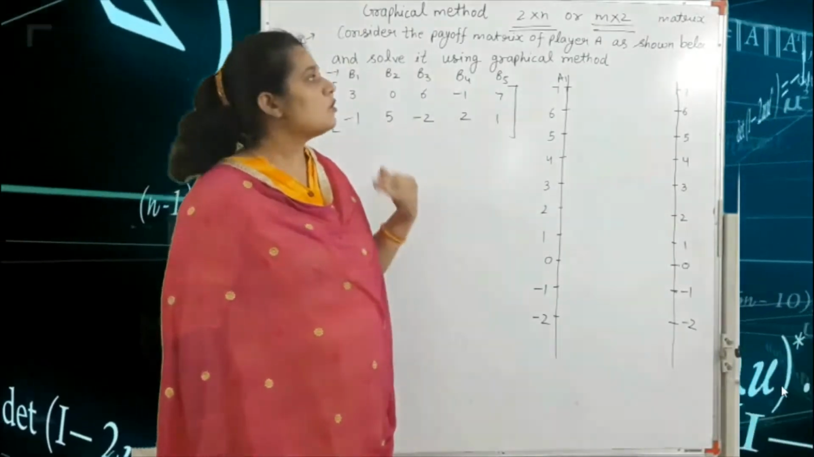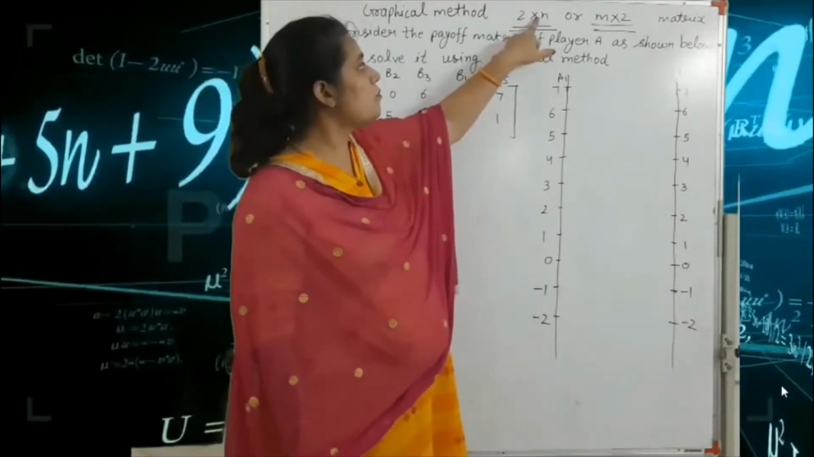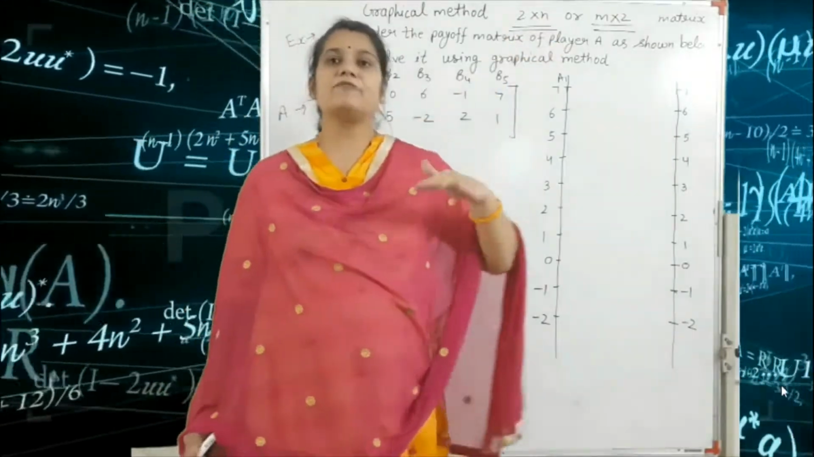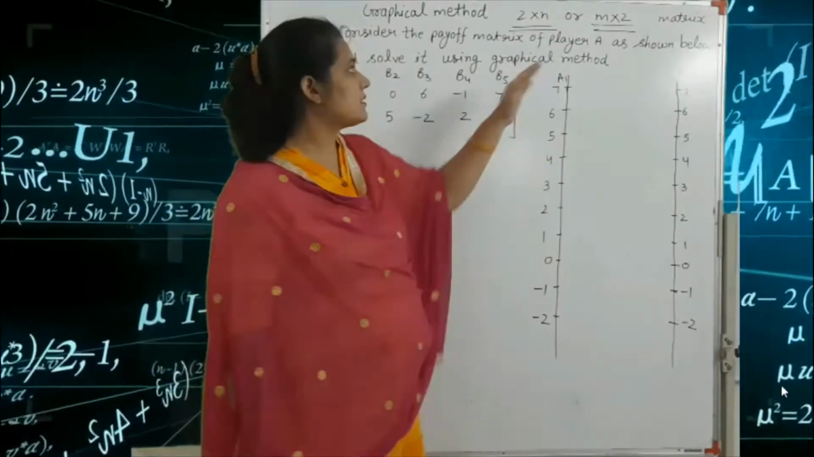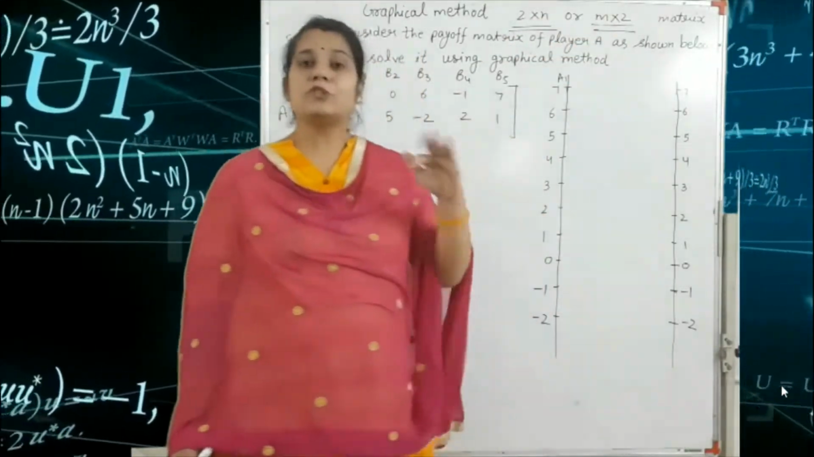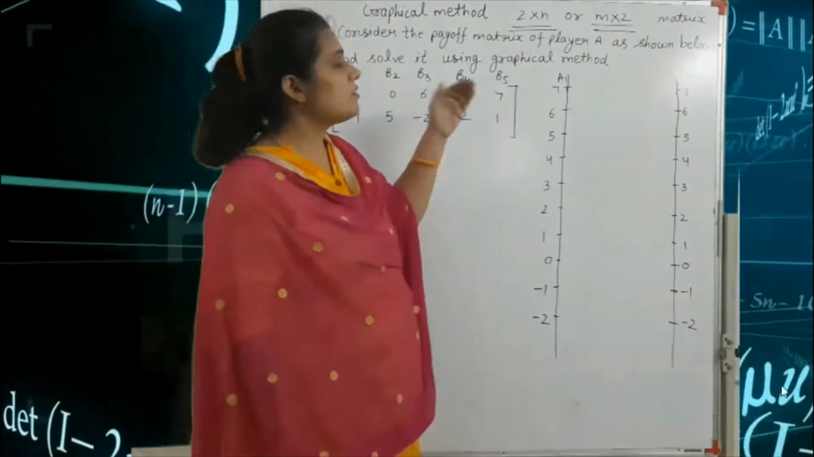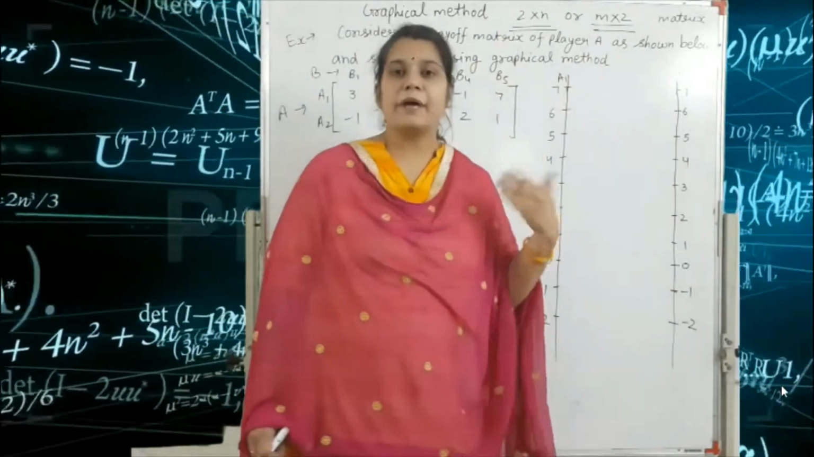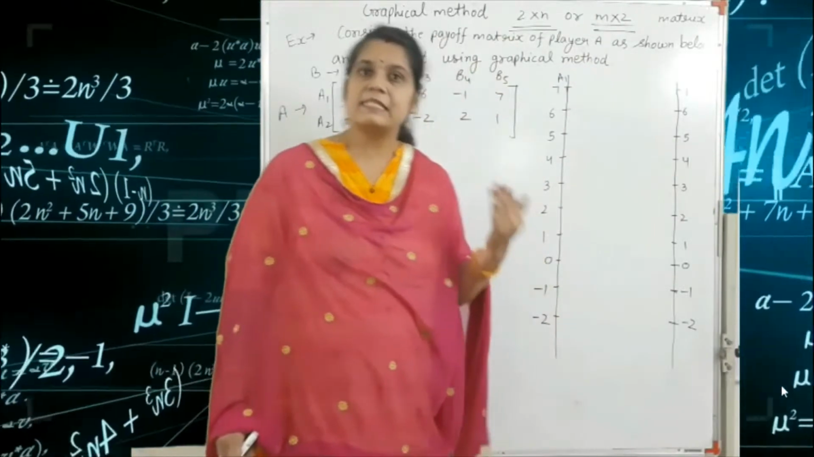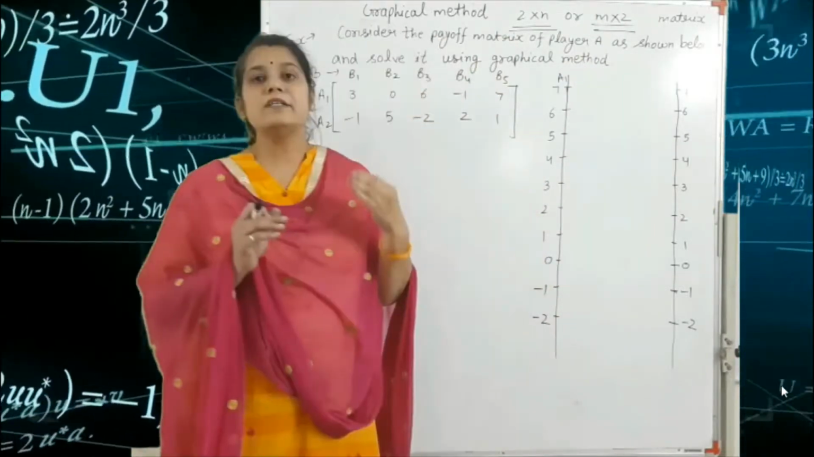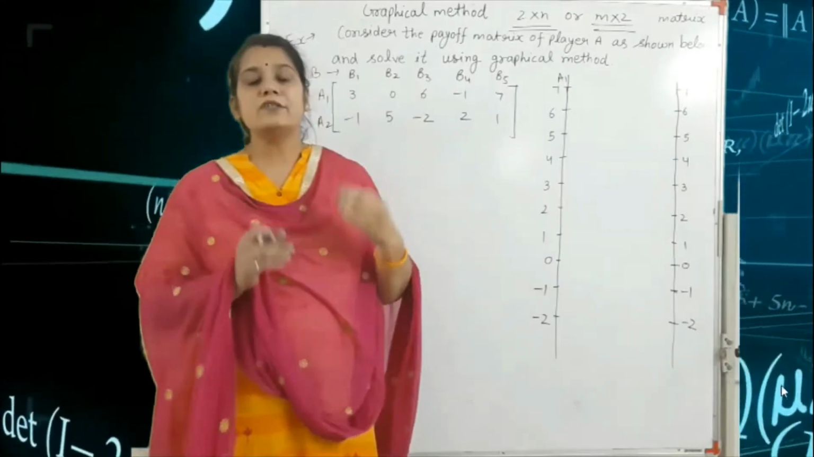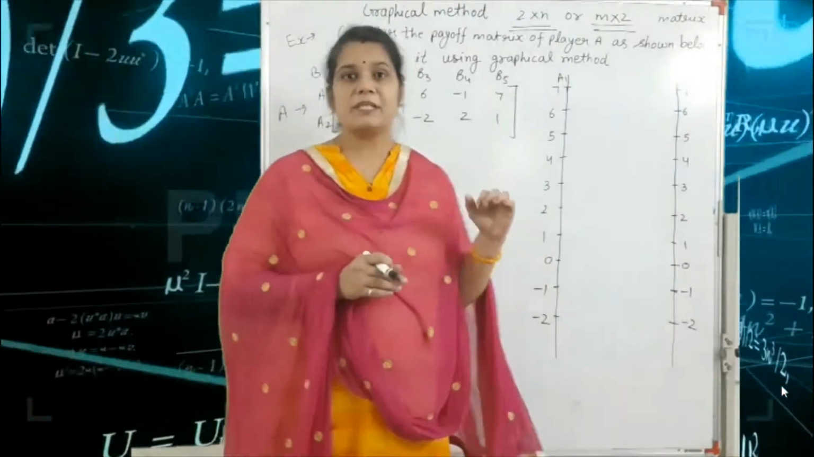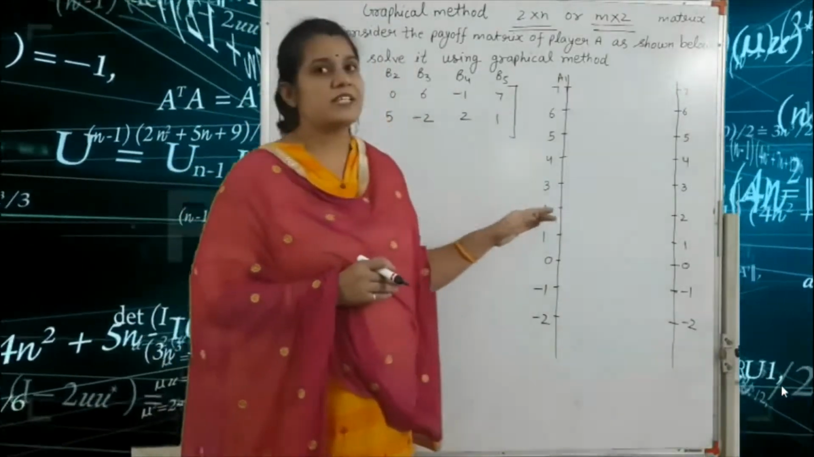So always, if we are given a 2 by n matrix, where n is 3, 4, 5, 6, 7 etc., or an m by 2 matrix where m is 3, 4, 5, 6, keep in mind we use the graphical method. This method is actually very confusing, but the solution is very simple.